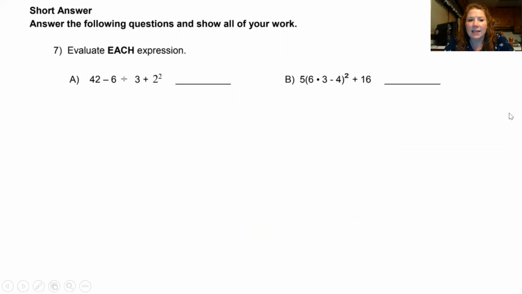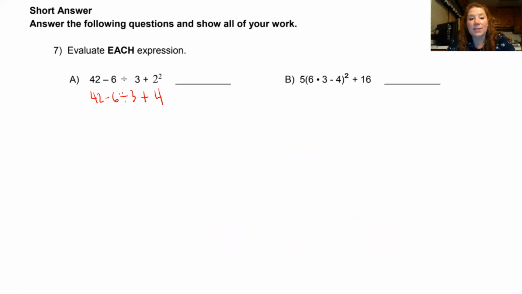Number 7, evaluate each expression. So we're using order of operations. We can do this with paper and pencil, or you guys have a calculator, hopefully. If you plug it in exactly the way you see it, you should get the right answer. Order of operations tells us to start with exponents. So the first thing I have to do is square 2.